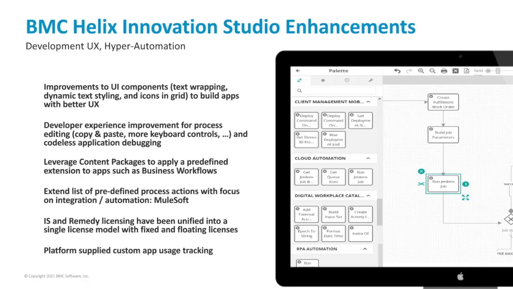The last significant change in 21.3 is that customers can now track the usage of their custom-built applications using platform-supplied tracking. Previously, tracking was based only on license usage. Since a single license can be used to run multiple custom applications, customers had no way of seeing how many users were using the individual applications they built. With this change, customers can now see the unique number of sessions and users of each of their custom-built applications.